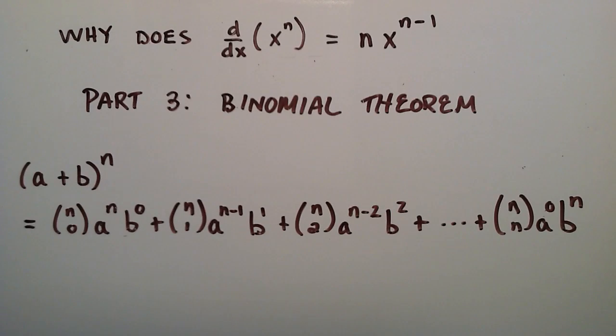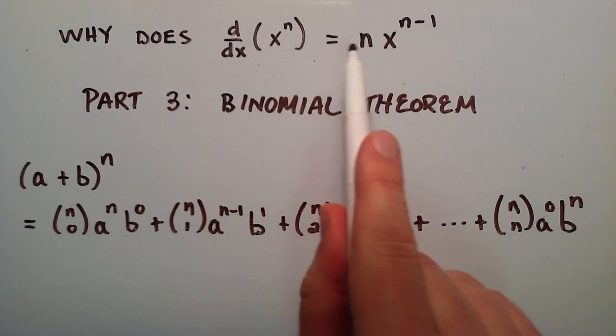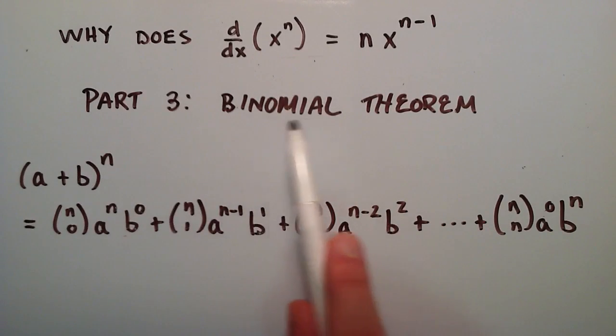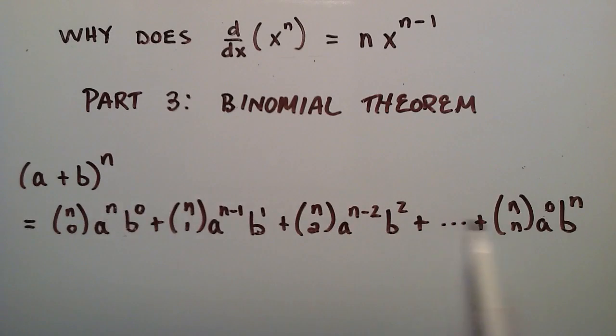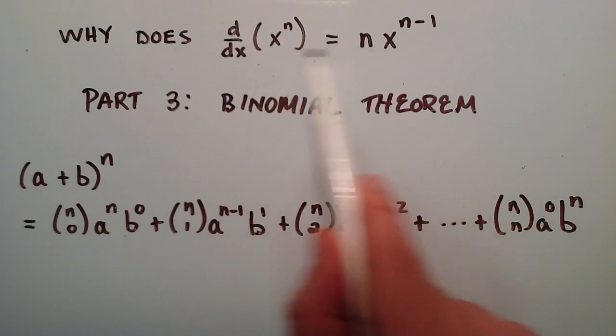Welcome to part 3 of why does the derivative of x to the n with respect to x equal n times x to the n minus 1. In this part we're going to be talking about the binomial theorem, and I went ahead and just wrote it down right here. If you have no idea what this means, don't worry about it. I'm basically just going to explain the pattern of this in this tutorial, and I'll be doing a quick example of how this works. That's really all you're going to need to know in order to understand the proof of this right here.